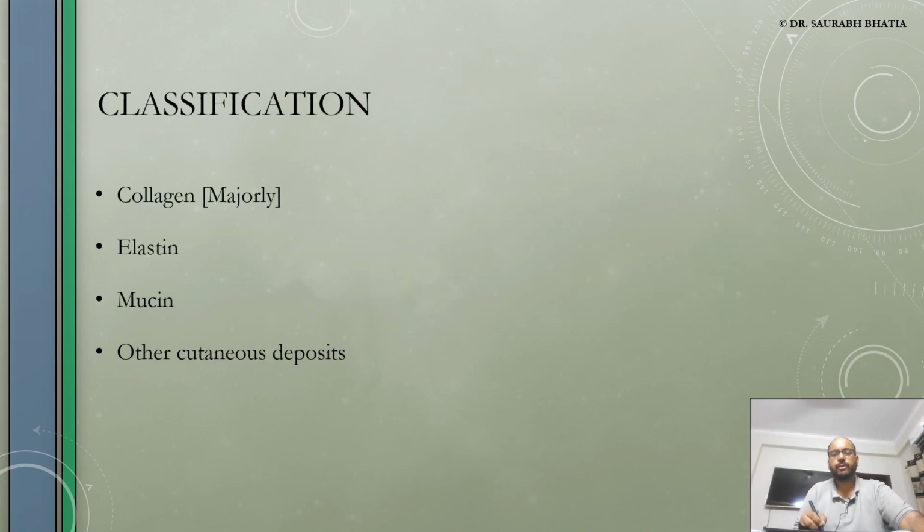Now, in classification of sclerosing disorders, we classify them as either collagenous disorders, which are the major group of disorders; elastin, in which the disorders are in the elastic fibers; mucin, in which there is mucinous deposition in the dermis; and any other cutaneous deposits. For example, calcium deposits that we see in calciphylaxis, or steroid deposits in multiple intralesional or intradermal injections. So in this lecture, we will focus more on collagen and elastin.